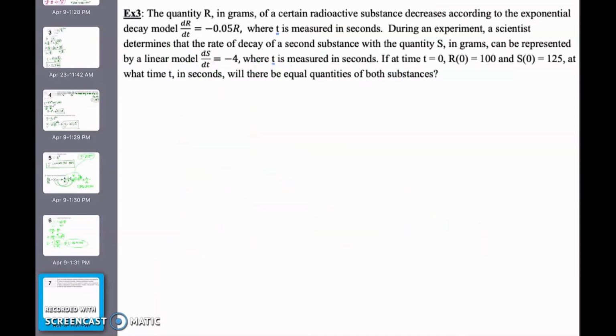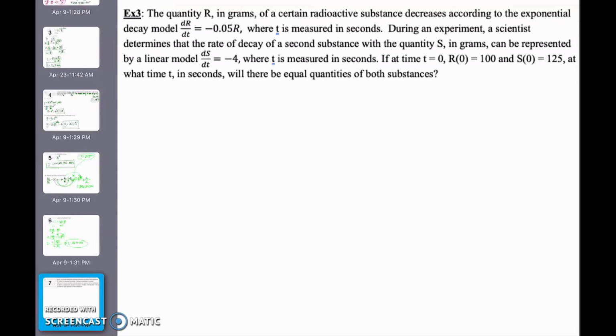In our last example, example 3, the quantity R in grams of a certain radioactive substance decreases according to the exponential decay model dR/dt equals negative 0.05 R, where t is measured in seconds. During an experiment, a scientist determines that the rate of decay of a second substance with the quantity S in grams can be represented by a linear model dS/dt equals -4, where t is measured in seconds.